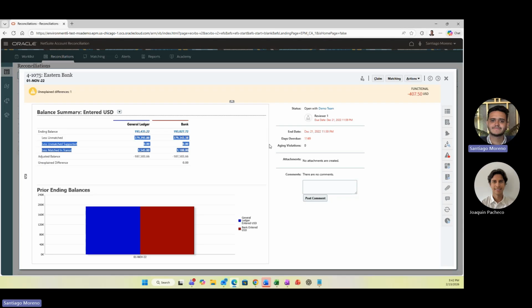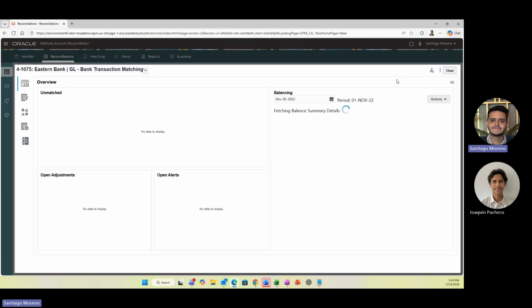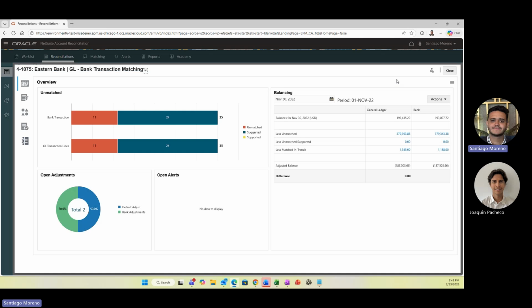When we include transaction matching on the process, that's where the transactions matter, because those are the ones that are going to impact the ending adjusted balance that you see here. So when I open a balance comparison reconciliation that uses transaction matching, I can click my matching button all the way up to the right, and that will take me to the transaction matching UI.